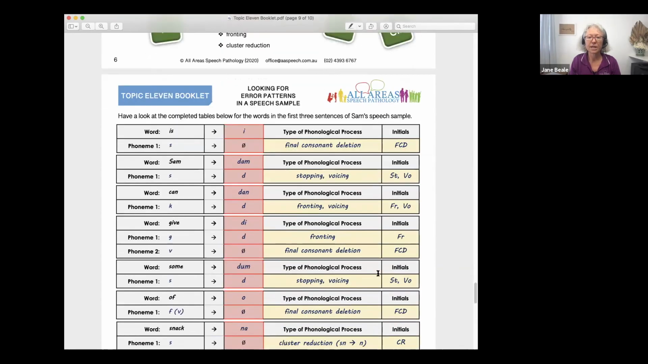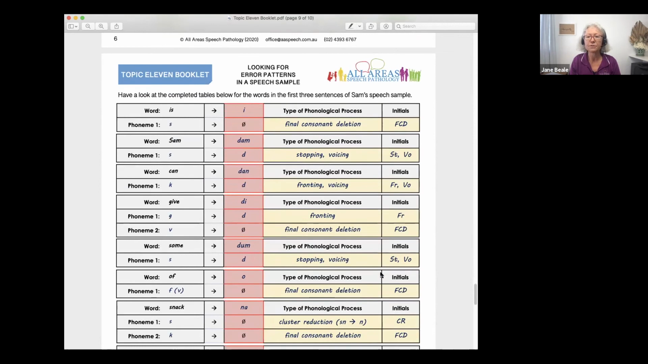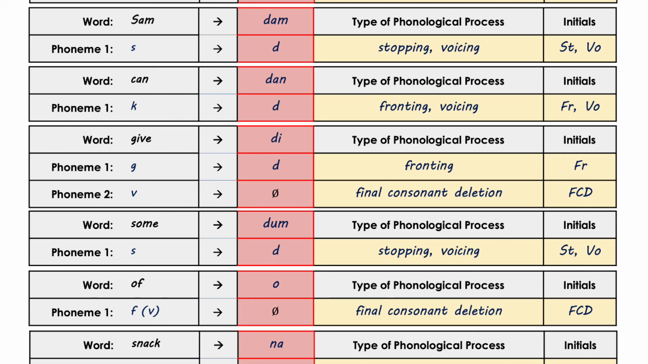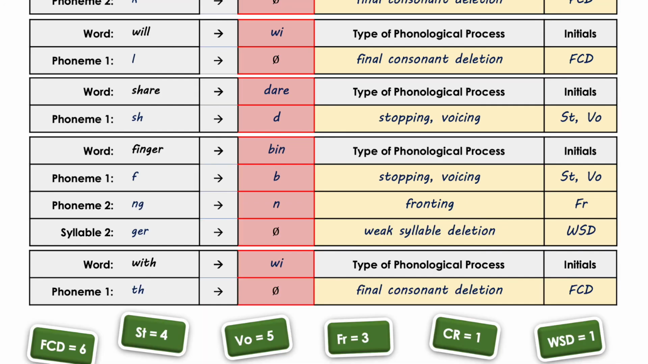So what I did on this page, and this is for those of you that are interested, I did all the work for you, is you can look at his conversation and see what he did. So for Sam, the second one down, where he said damn, he had stopping and voicing. Let's look at Will. He said we. He had final consonant deletion.